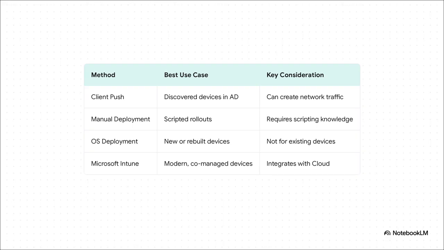Now, the cool thing is you've got a few different ways to get this agent out there, and each one has its sweet spot. You've got client push, which is awesome for devices you've already found in Active Directory. Just watch out for that network traffic. Then there's manual deployment, which is perfect if you're doing scripted rollouts and want that fine-grained control. For brand new machines or ones you're rebuilding, OS deployment is a no-brainer. It just bakes the client right in from the get-go. And of course, for all your modern co-managed devices, you're going to want to look at Microsoft Intune. It integrates beautifully with cloud management.